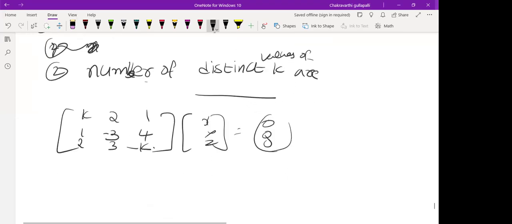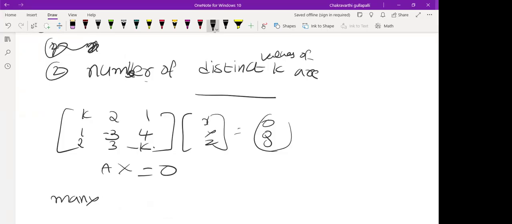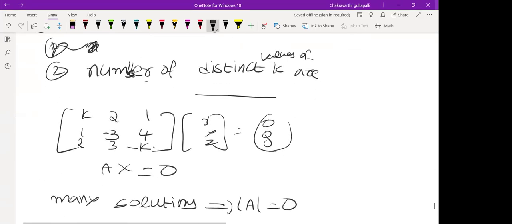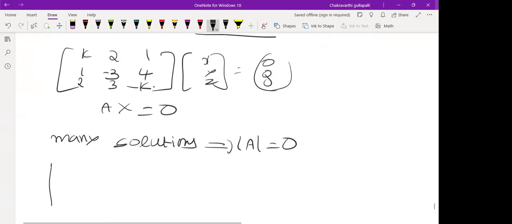So this is Ax equal to 0. Many solutions implies det A is 0. In the exam you need not write all these steps because I am explaining. Directly take det A, that is all the coefficients, and equate the determinant to 0. So the determinant K 2 1, 1 minus 3 4, 2 3 minus K is equal to 0.